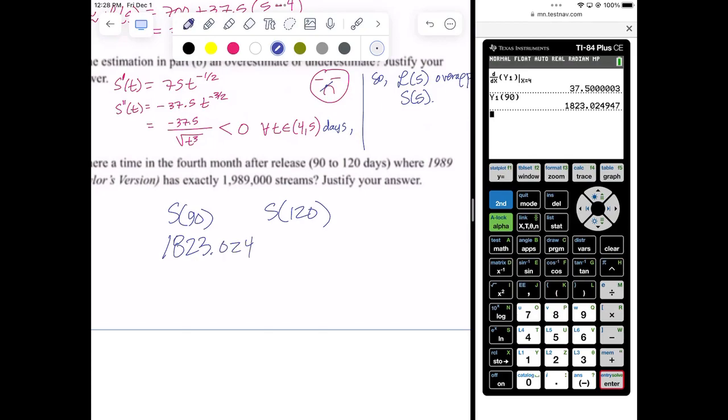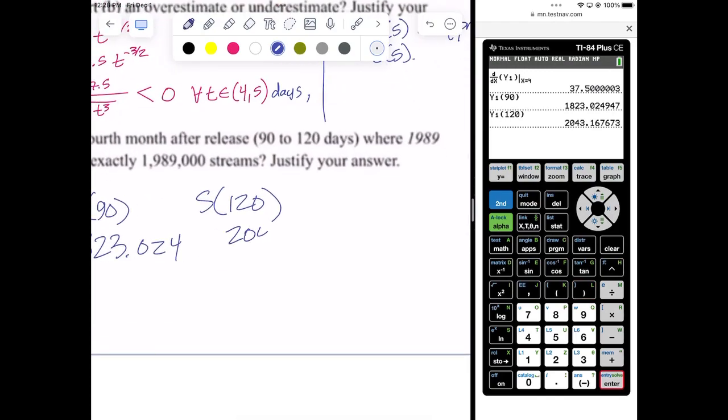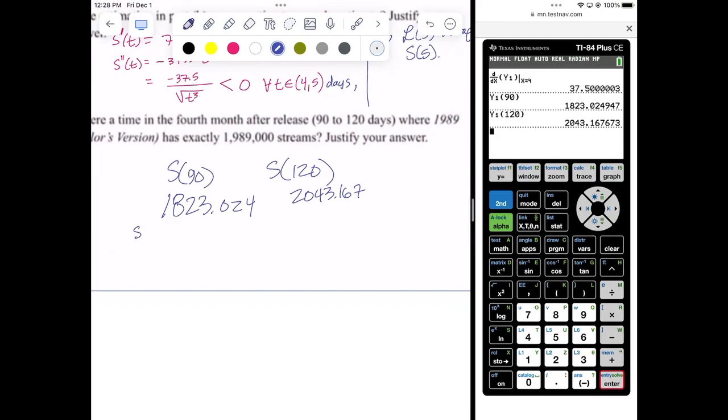We'll hit alpha trace number 1 of 90, which is 1823.024. We would report 3 decimals. And then alpha trace number 1 of 120, and we get 2043.167. Okay, and then you would say, since her streams are continuous, right?